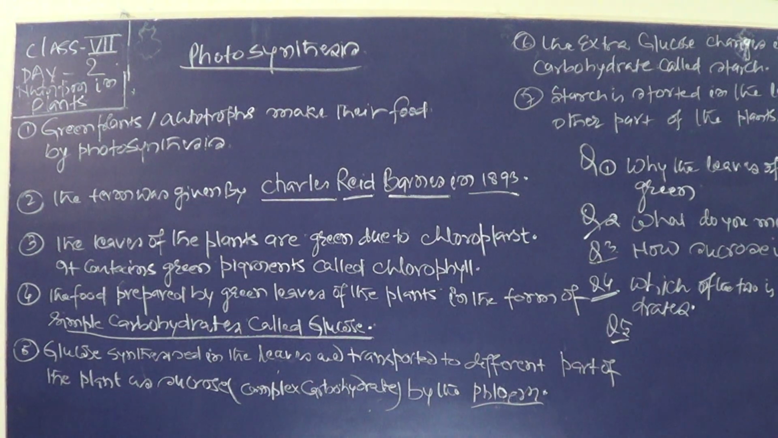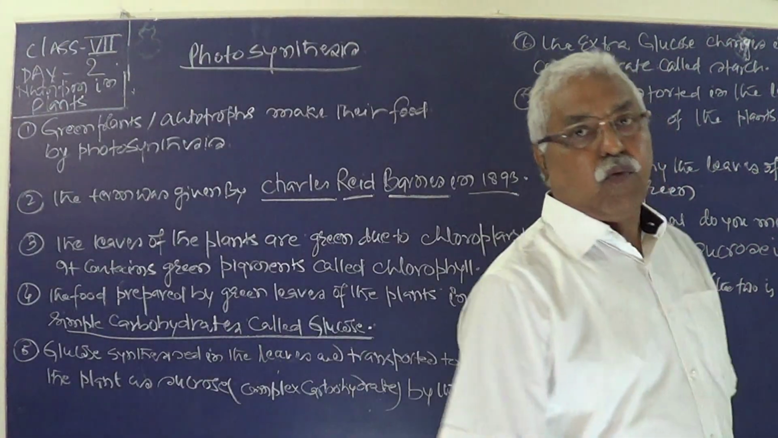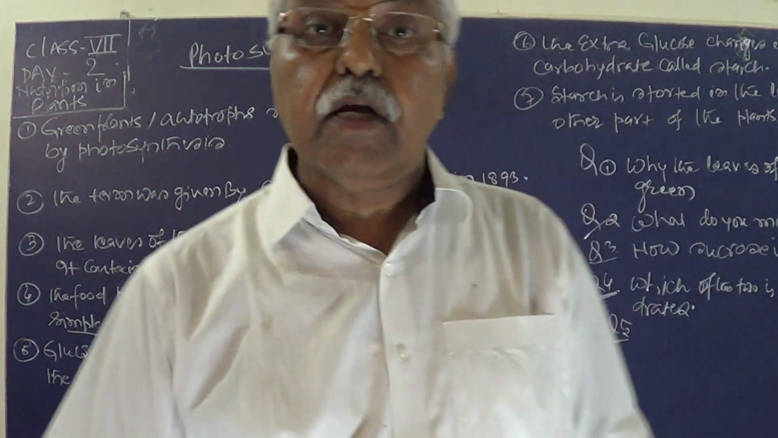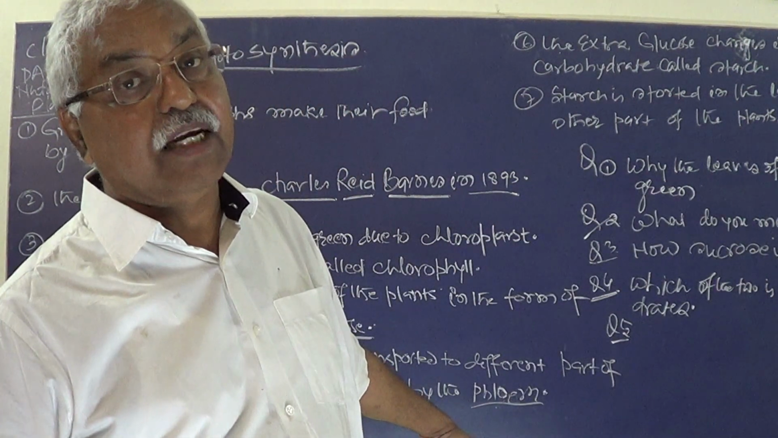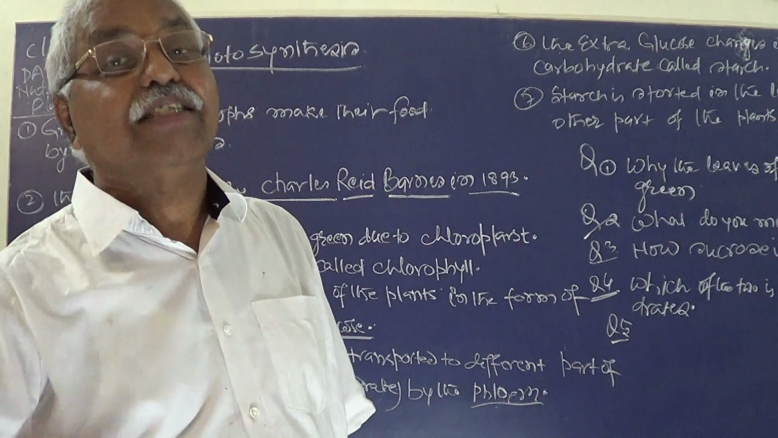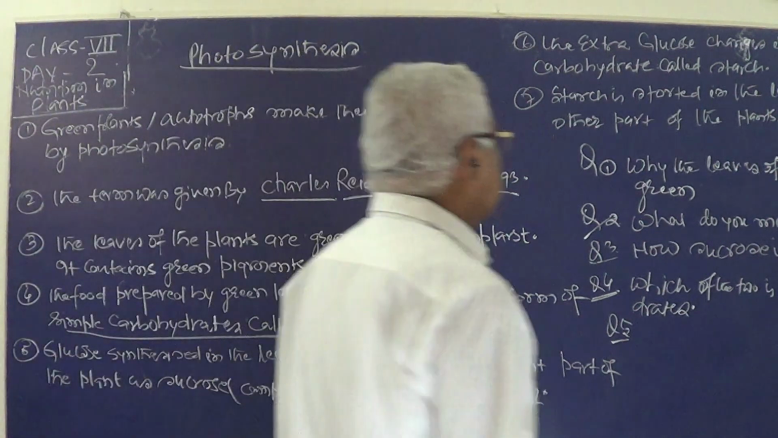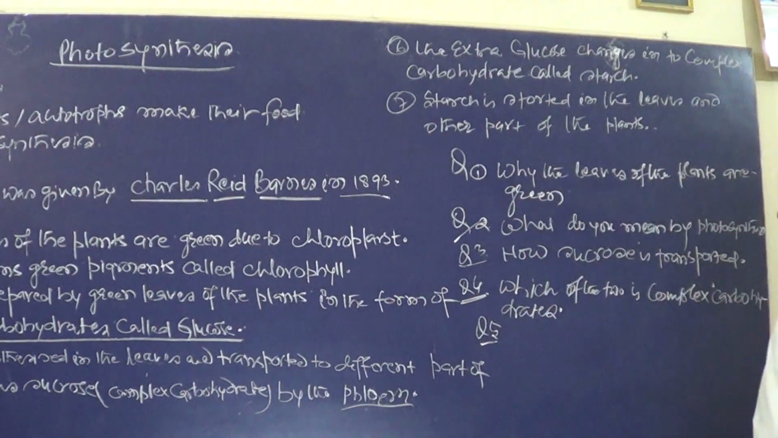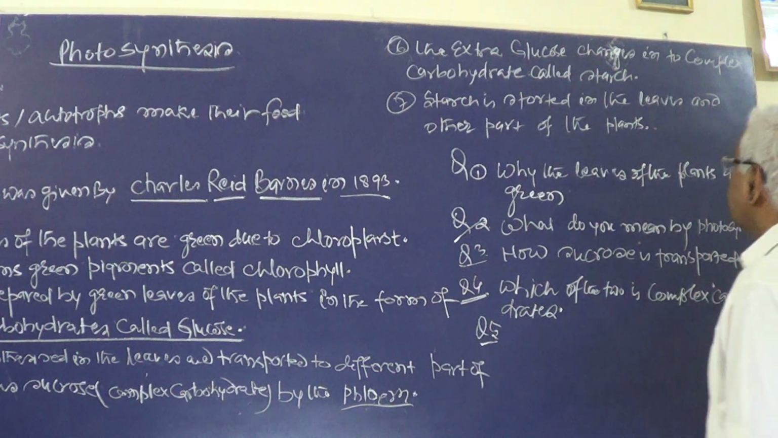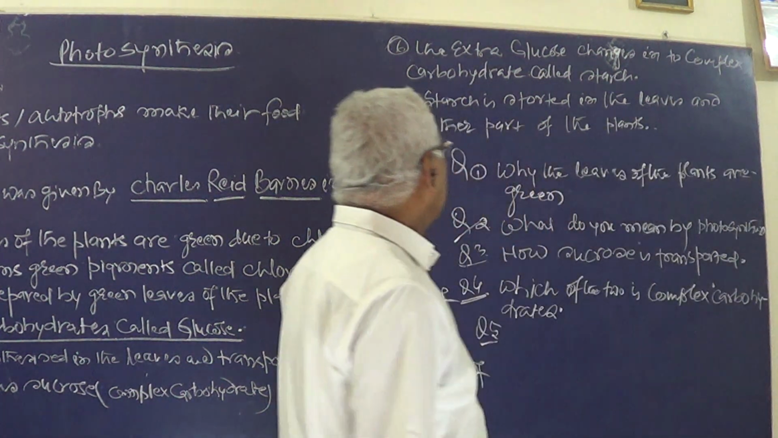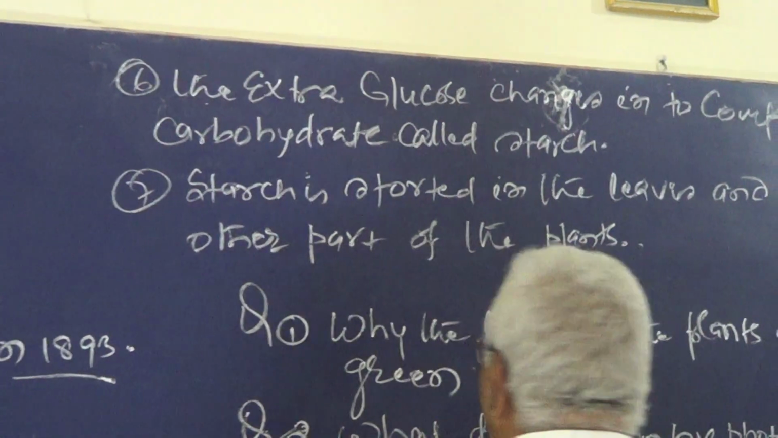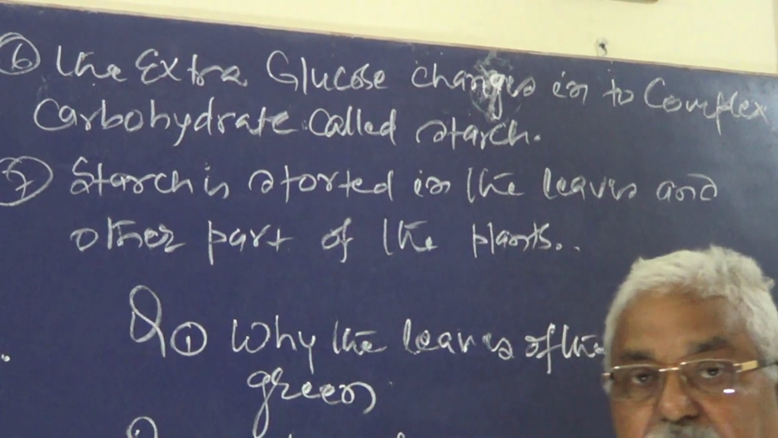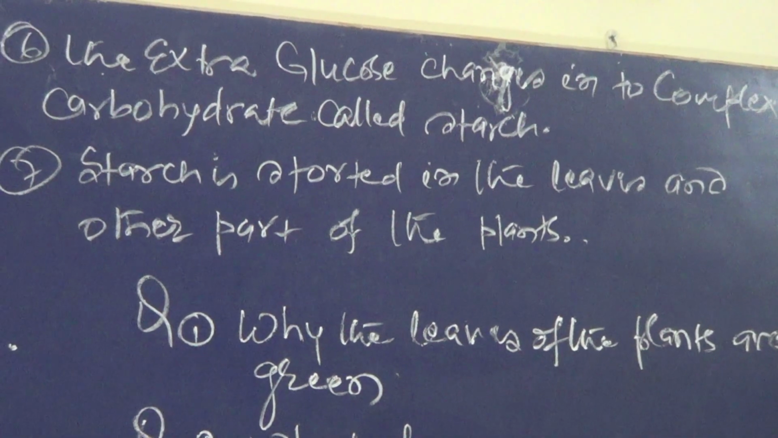Now, the extra glucose, what happens? The extra glucose which is prepared: the glucose gets synthesized into sucrose, but still some glucose remains, and that gets converted into starch. The extra glucose changes into a complex carbohydrate called starch. The starch is stored in the leaves and other parts of the plant.